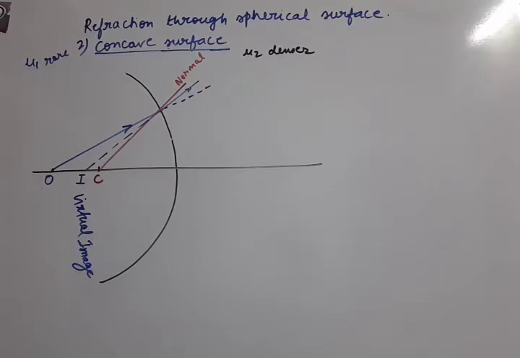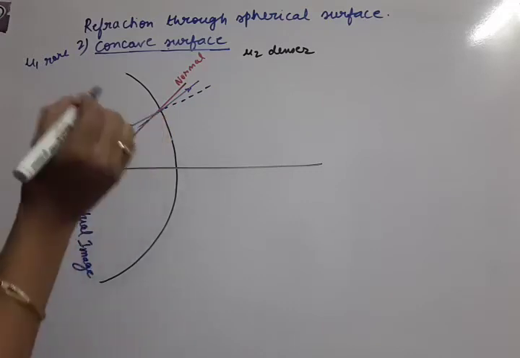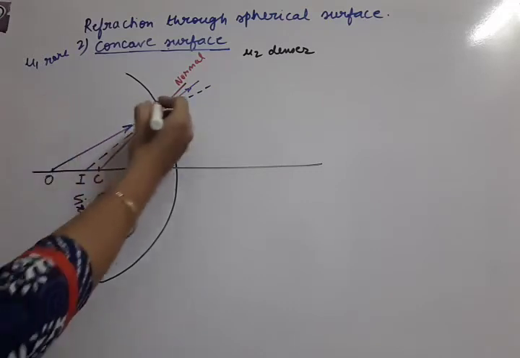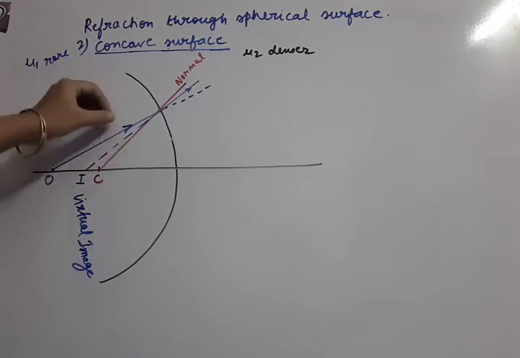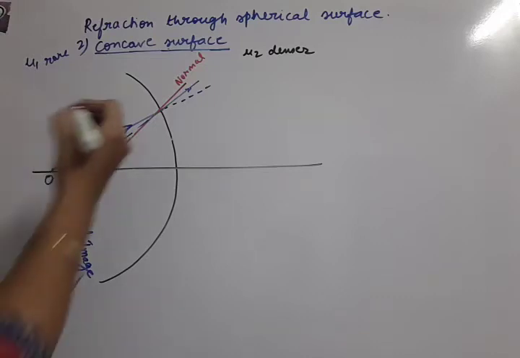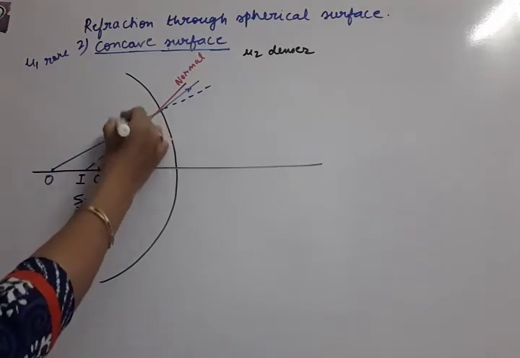Now we need to derive the relation between u, v and r. So let us draw all those things here. First of all, as is the procedure, we need to show all the angles. 5 angles we need to show. I will show you what those angles are. The angle between incident ray and normal. Okay, incident ray is this and normal is this. The angle between these two is called I.